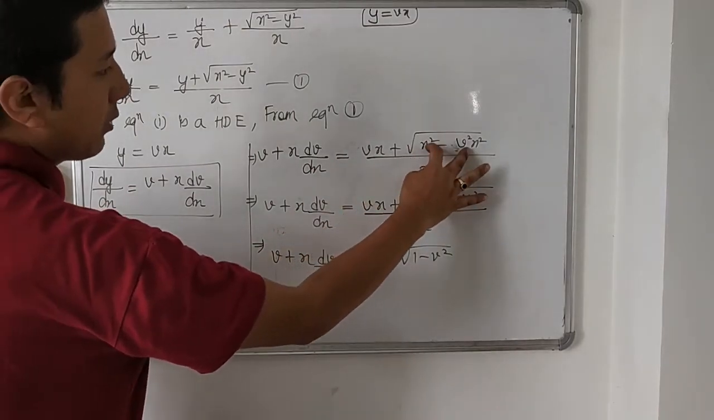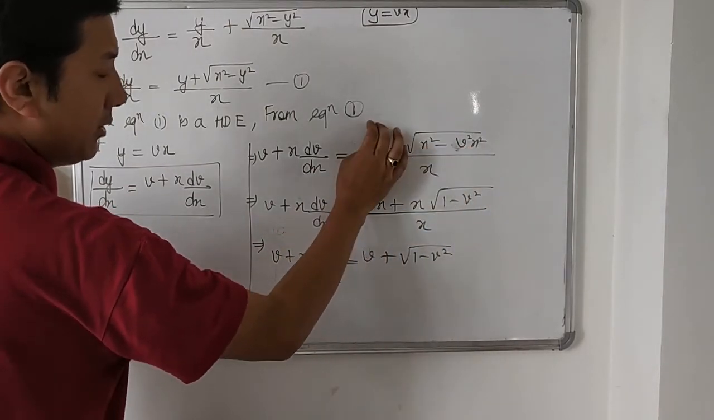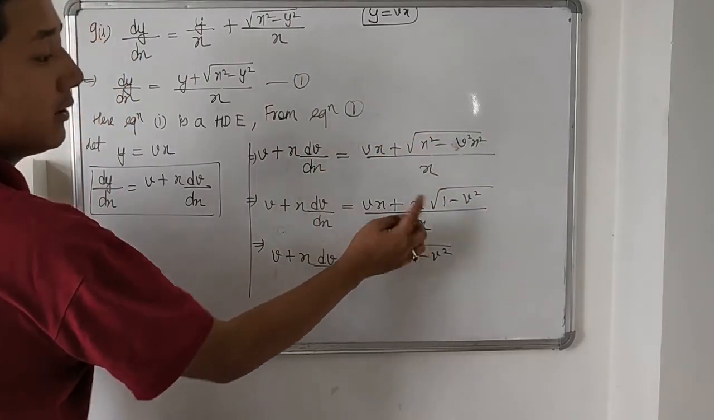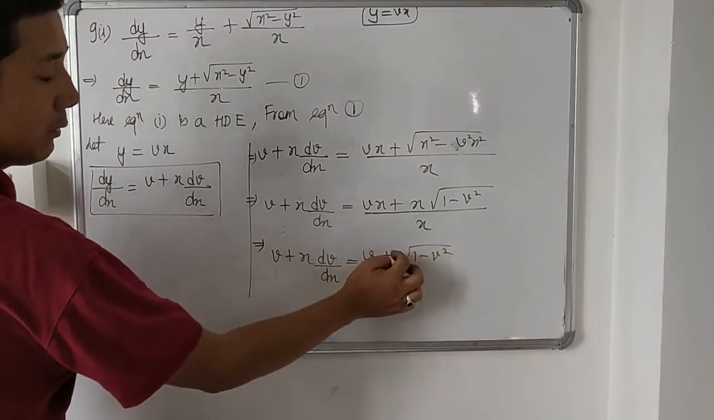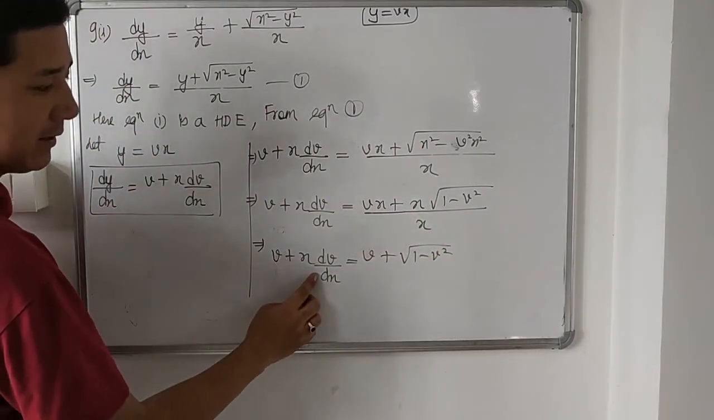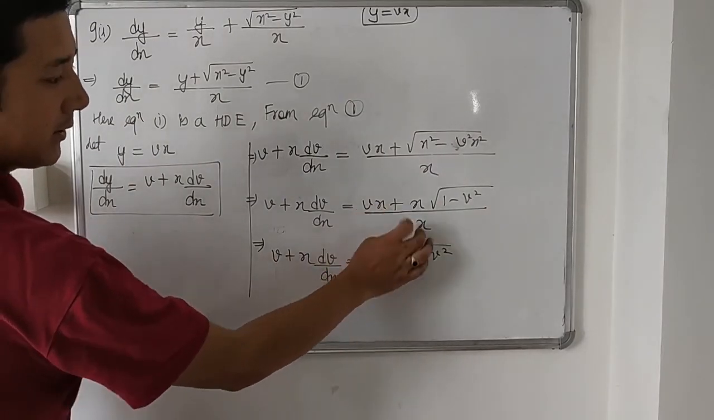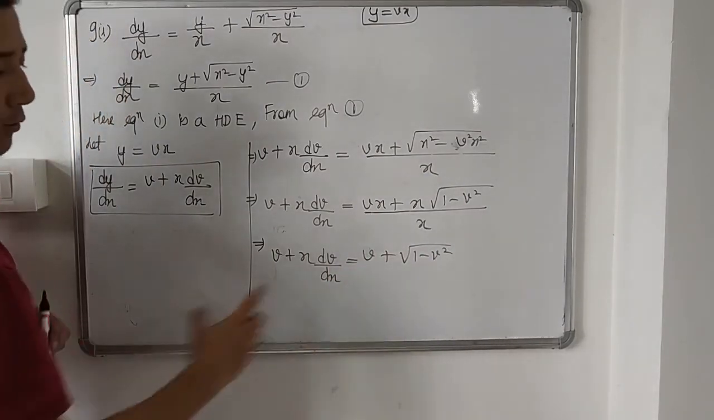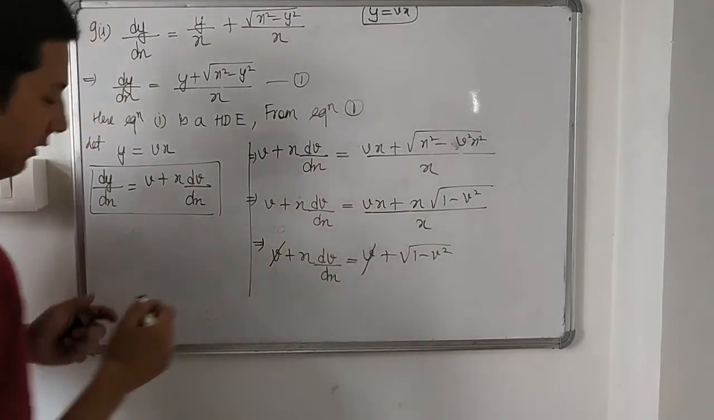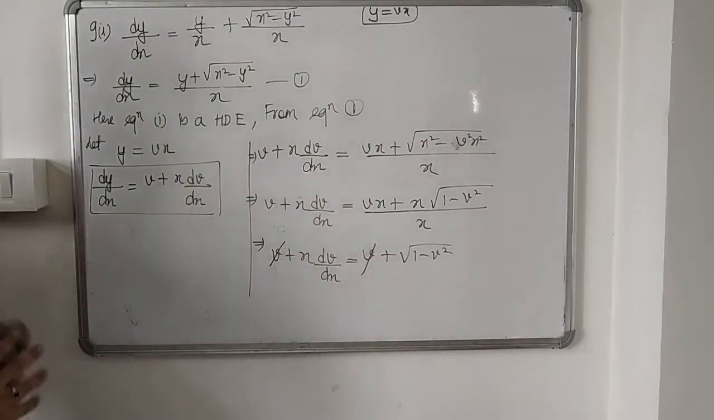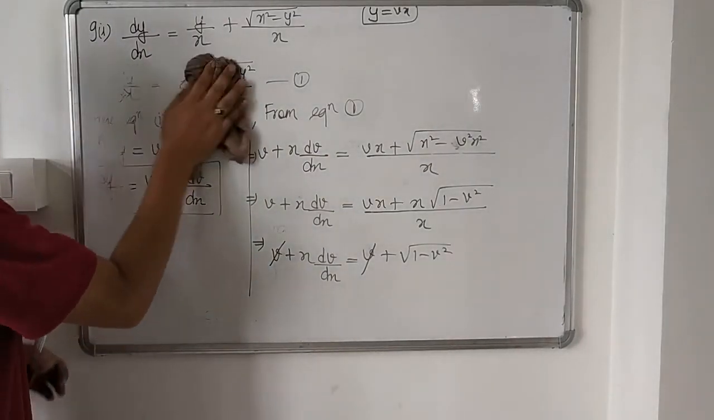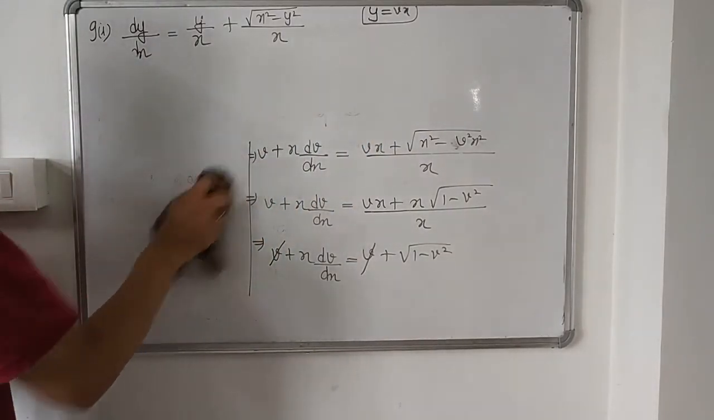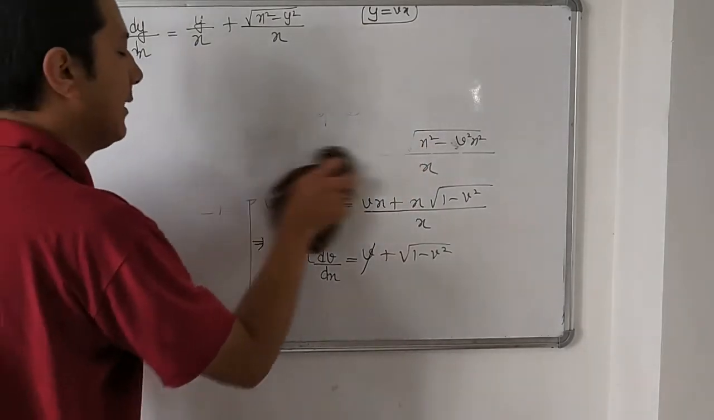Simplification: x square is common. If you take x square common inside the square root, and it comes outside of the square root, it will be only x. You can take x common, which gets cancelled out. So hence I'll get v plus x dv by dx equals v plus x root 1 minus v square, divided by x. The next step, v and v also get cancelled out. Now we have to just do separation of variables.